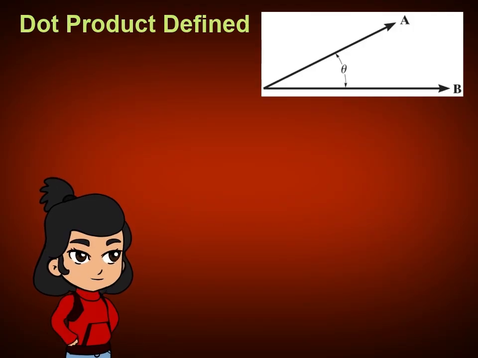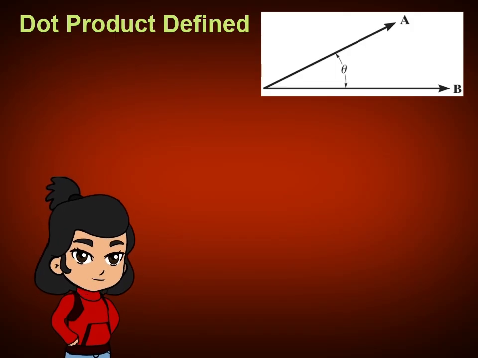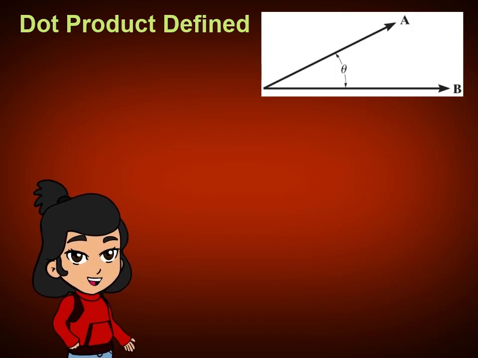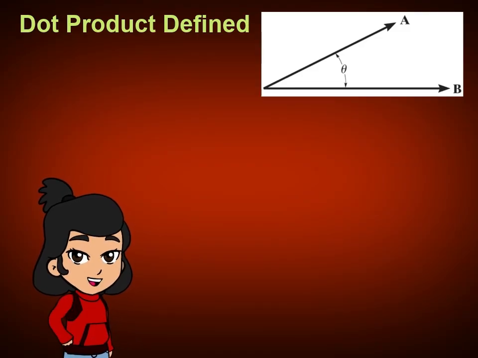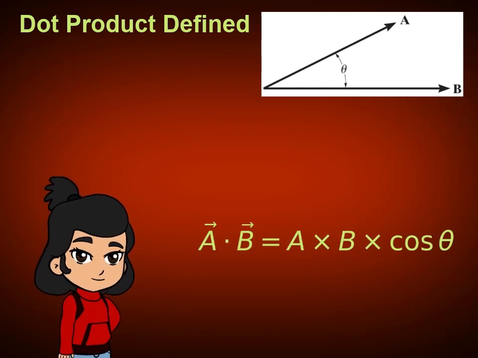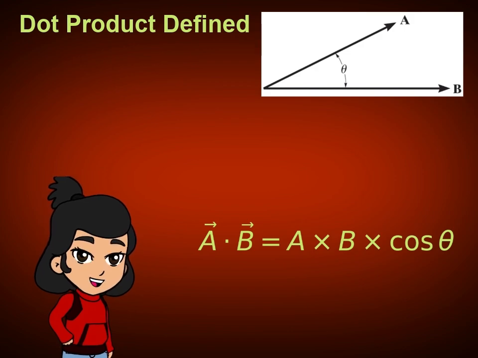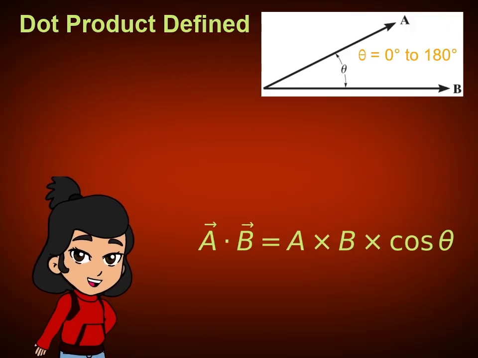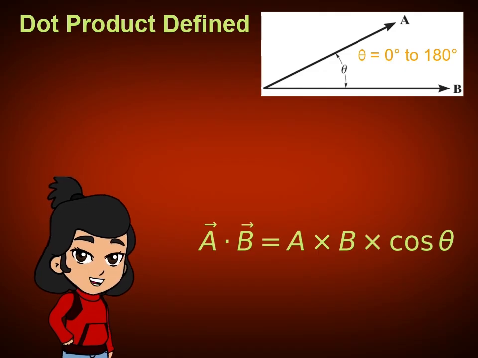In statics, the dot product can be used to find the angle between 2 lines or the components of a force parallel and perpendicular to a line. The dot product of vectors A and B is defined as A dot B is equal to A times B times cosine theta. The angle theta is the smallest angle between the 2 vectors and is always in the range of 0 degrees to 180 degrees.